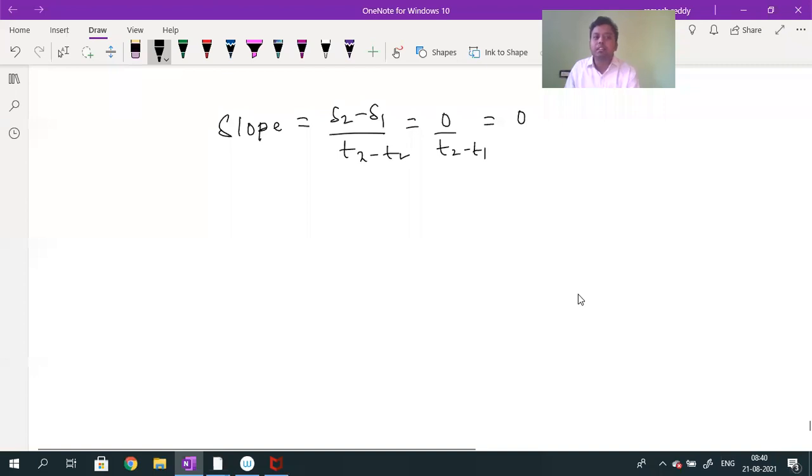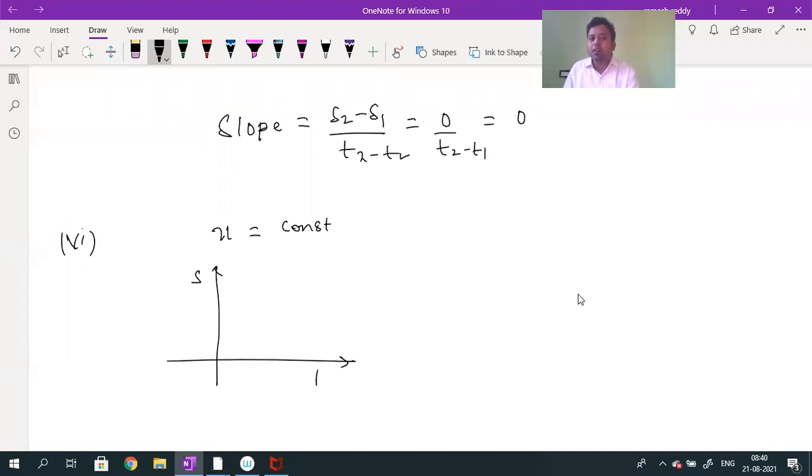The last point for today's class. Whenever the x value is constant, the y value is varying but the x value is constant. The position varies but time does not vary. So what is the shape of the graph? A straight line, parallel to the y-axis. Whenever x is constant, I plot the graph between x and t.